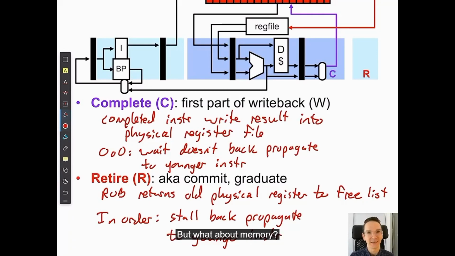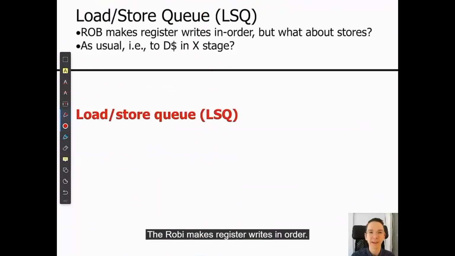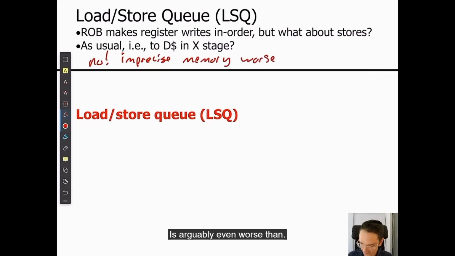But what about memory? That's another crucial part of the ISA. That is other state in the machine. So that brings us to the concept of a load store queue. The ROB makes register writes in order, but what about store instructions to memory? Well, what if we did them as usual? So we issue stores straight to the data cache in the execute stage. Is that a viable option here? Well, no. Imprecise memory is arguably even worse than imprecise registers.